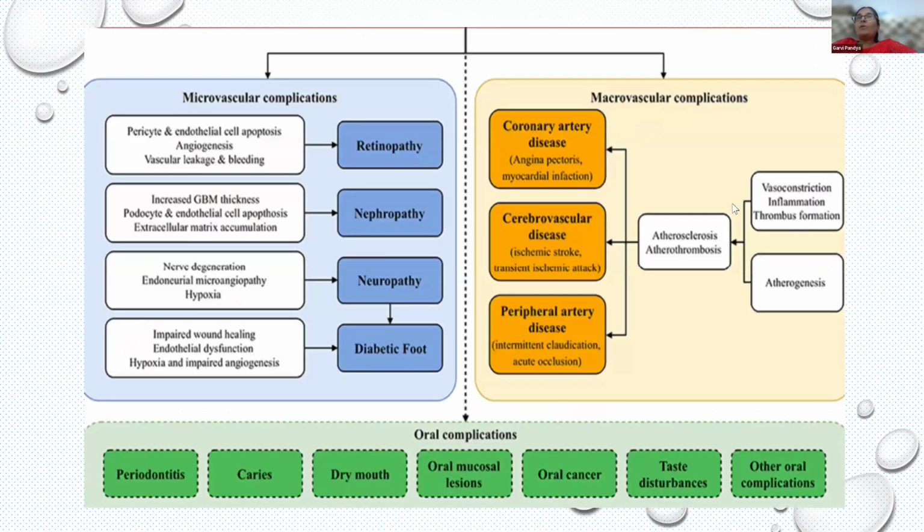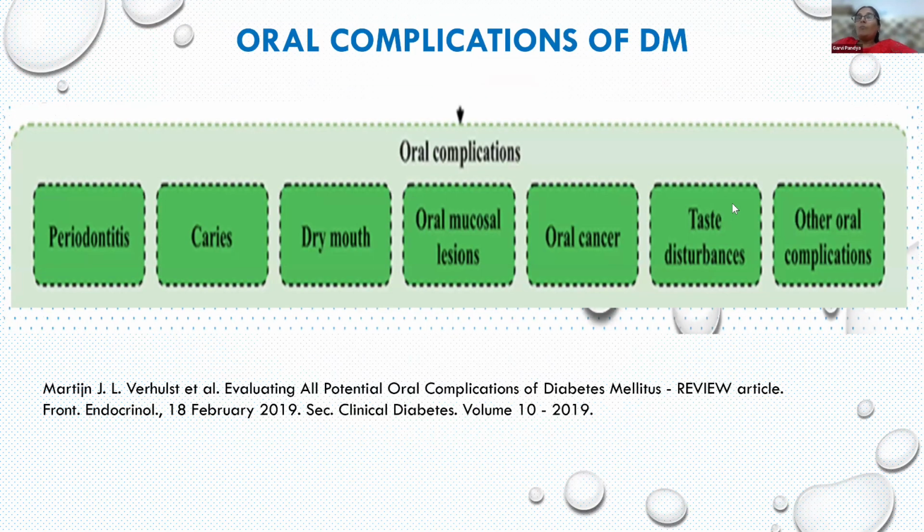And microvascular complications are usually the retinopathy, nephropathy, neuropathy, or the diabetic foot. And the macrovascular complications are the coronary artery disease, cerebrovascular disease, and the peripheral artery disease. And in the oral complication, there are many like periodontitis, caries, dry mouth, oral ulcer, taste disturbances, etc. So I will focus a little bit more on the oral complication, because when I was preparing this slide, I was so surprised that it is so common, and probably it is the new insight for me. So I would just like to share with you.